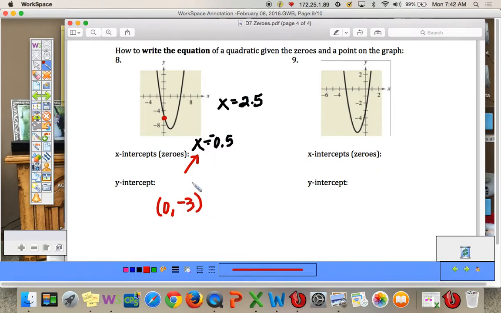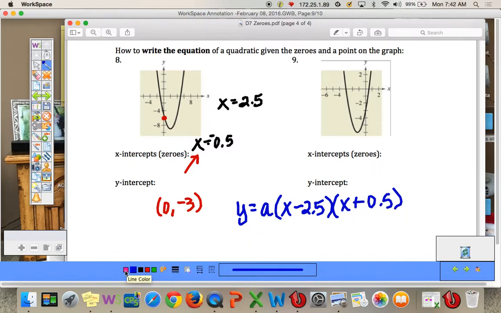All right, so to put this all together, we're going to write this equation. Y equals, there might be a scale factor here. It might be skinnier or wider, so I'm going to put A. I don't know what that is. But then we have our zeros, and it was the opposite. So x minus 2.5, x plus 0.5.